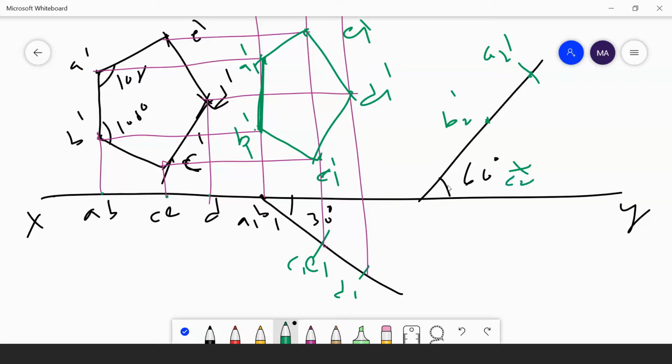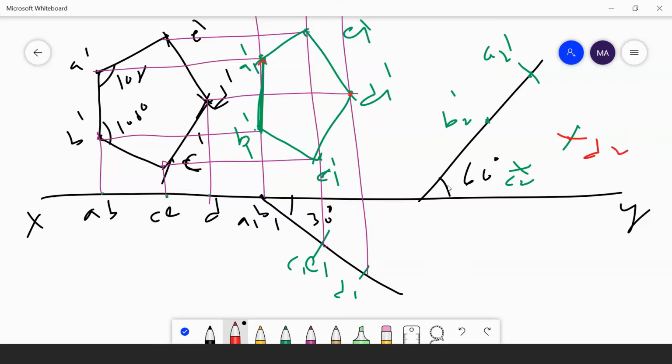Understand? Then measure from B to D. Take the compass, measure the distance from B to D, take B2 as a center, cut an arc here. Measure the distance from A1 to D1 and cut this arc from A2. Then you will get this point D2.